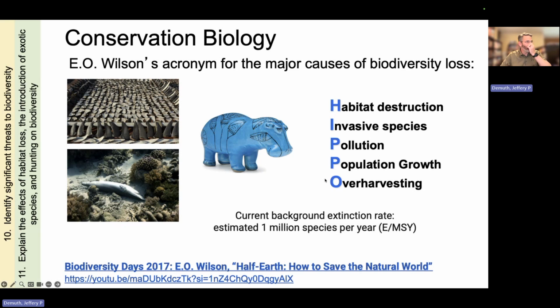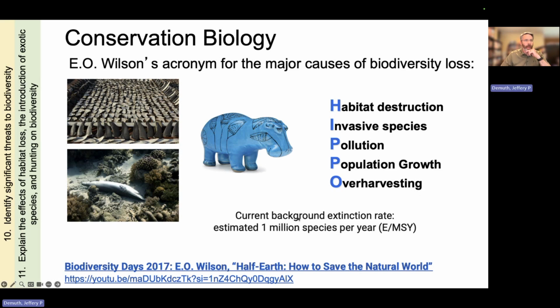Okay, so conservation biology, moving on to learning objectives 10 and 11. Again, this is the same E.O. Wilson. He has been around and contributing for a long time. His acronym for the major causes of biodiversity loss globally is this HIPPO acronym. So habitat destruction, invasive species, pollution, population growth, mostly talking about human population growth, right? We're growing so fast. And then overharvesting.